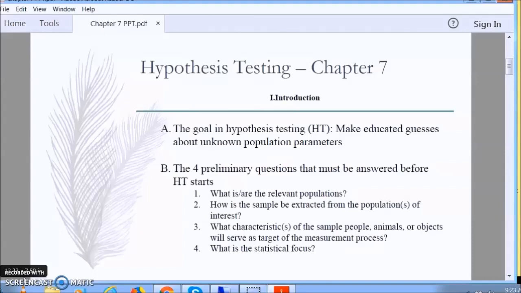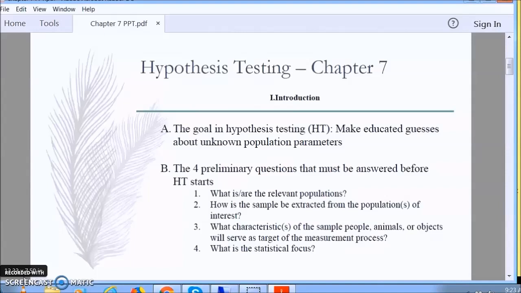There are 4 primary questions that must be answered before you start your hypothesis testing. What is the relevant, or what are the relevant, populations? Because you could have more than one population, and we will see that in later chapters. How is the sample extracted from the population? We've talked about this in the sampling chapter 5, about the different types of sample, the probability sampling and the non-probability sampling.